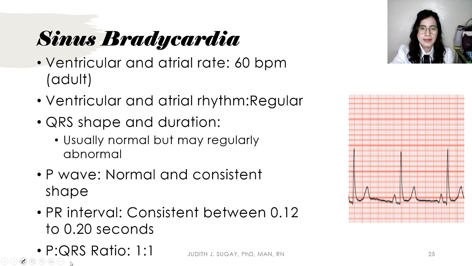So in sinus bradycardia, we can say that the ventricular and atrial rate could be 60 beats per minute in an adult, or less of that. And then ventricular and atrial rhythm is still regular though, but the QRS is usually normal, but sometimes abnormal. Okay, P wave is normal and consistent. So the ratio is still 1:1.